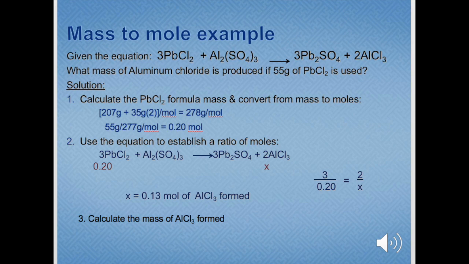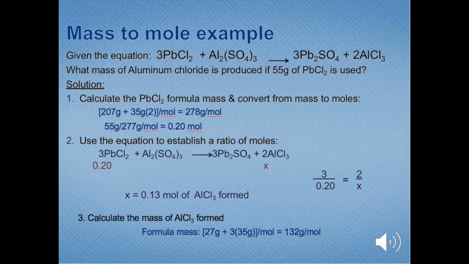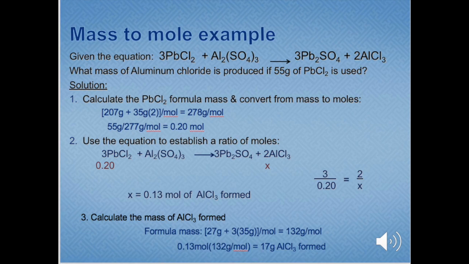We're going to, at this time, need the formula mass of the aluminum chloride. So it's again, this time 3 chlorine atoms, so 35 times 3, and then aluminum has a mass of 27 grams, and if you calculate that out, that's 132 grams per mole, and we have 0.13 moles of it. So 0.13 moles times 132 grams per mole, we end up with 17 grams of aluminum chloride.